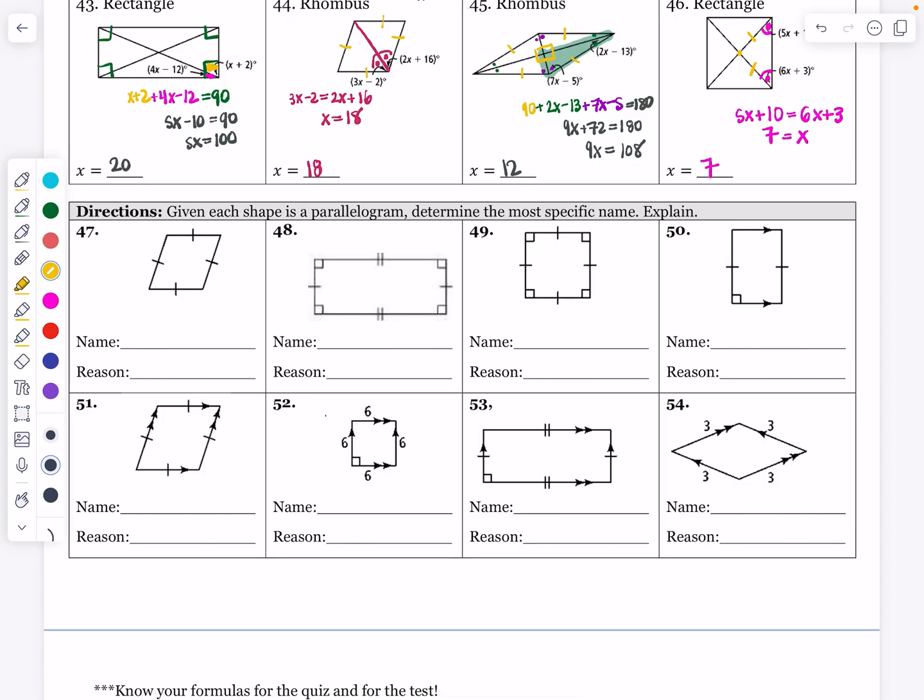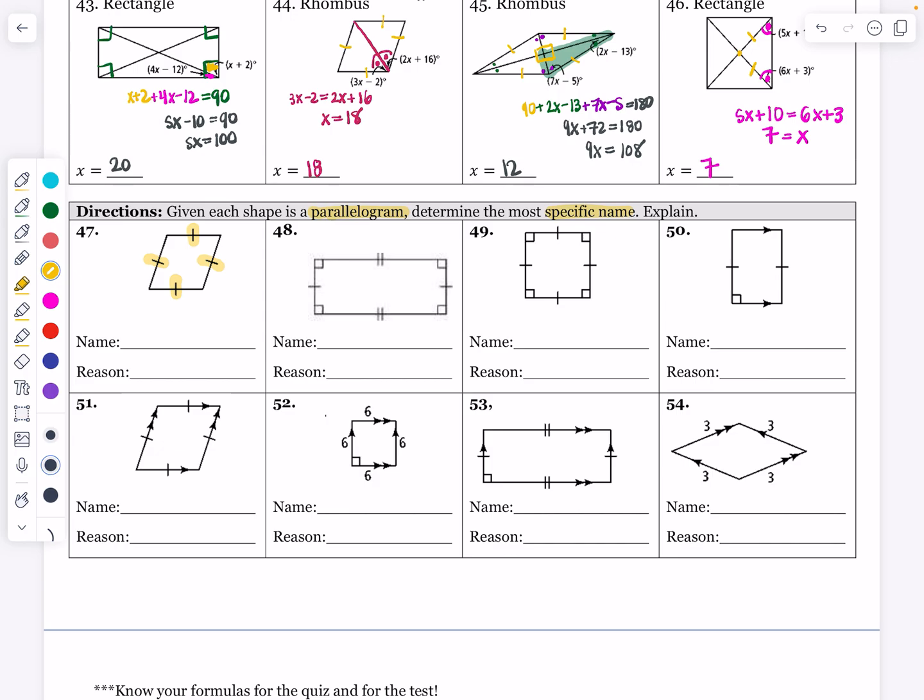All right, for 47 through 54, the directions say, given their shape is a parallelogram, determine the most specific name and then explain or give a reason. So number 47, what do we have marked? It's always what is marked, like what is tattooed onto the shape.